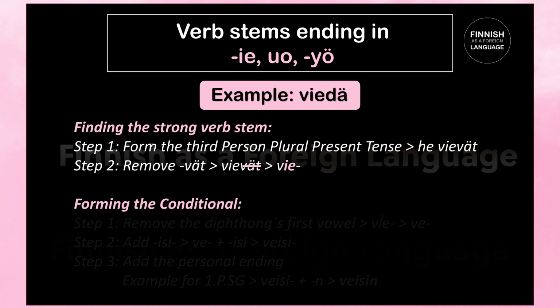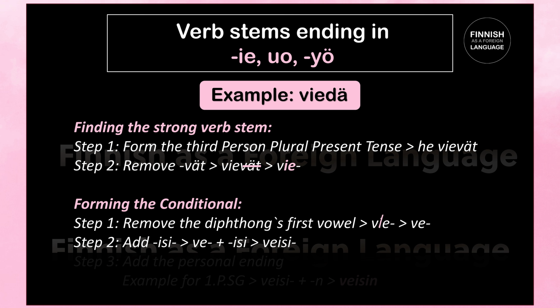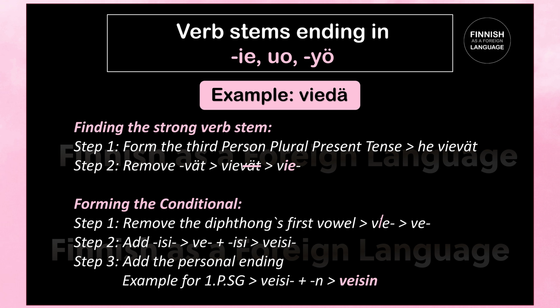Now we want to form the conditional mood. Also here we have to follow 3 steps. First, we have to remove the diphthong's first vowel, so vie changes to ve. The i letter got removed. Step number 2, again, we add isi, so ve plus isi is veisi. And then step number 3, we add the personal ending. Here we take the first person singular, so veisi plus n is veisin. So this is the first person singular conditional mood of vieda.